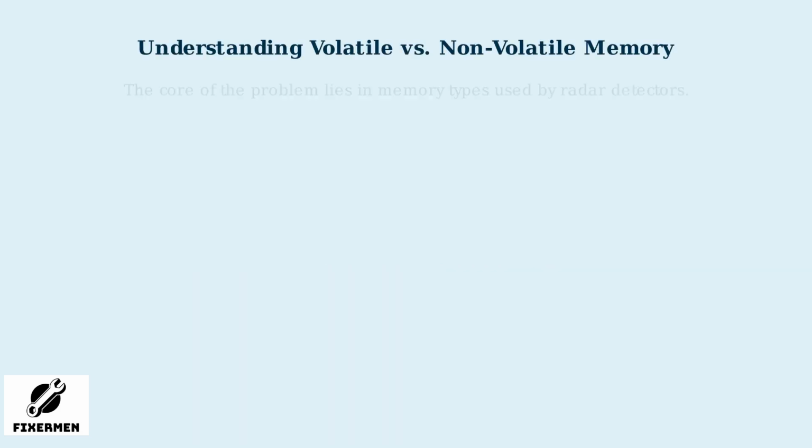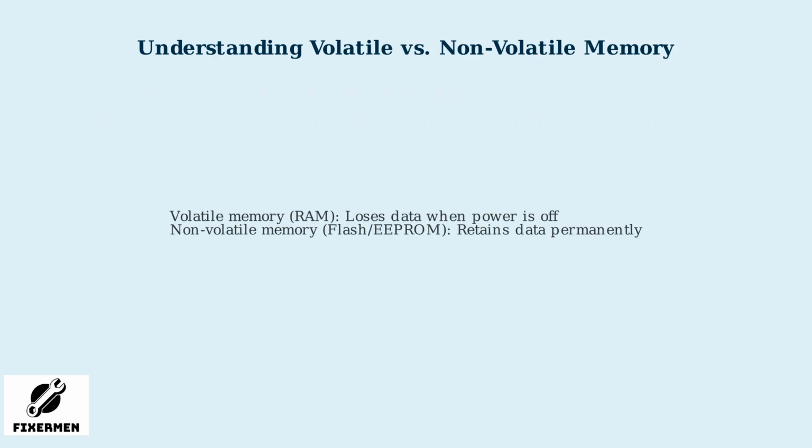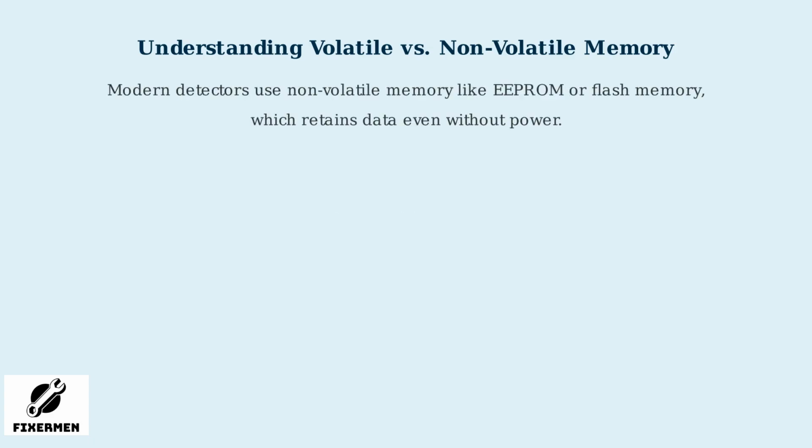The core of the problem lies in memory types used by radar detectors. Early Escort models used volatile RAM, which loses data when power is interrupted. This comparison shows how volatile memory like RAM loses its contents when power is turned off, while non-volatile memory retains data even during power interruptions. Modern detectors use non-volatile memory like EEPROM or flash memory, which retains data even without power. This is a key difference that prevents settings from resetting.